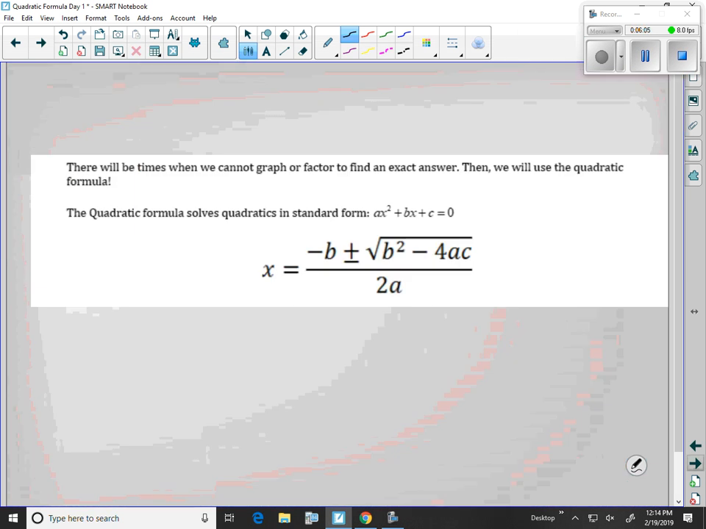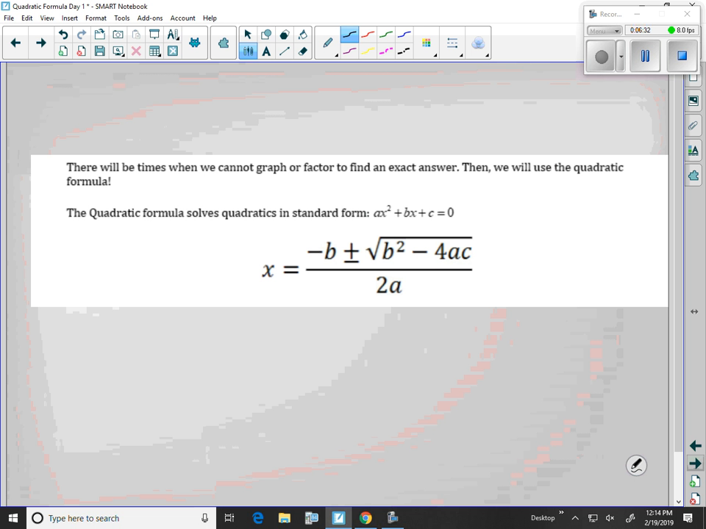Good question. Okay, here's our quadratic formula. It looks like a beast, right? It's pretty kind of ugly looking. Now we could learn a song. We may learn the song. Okay, it's like negative b plus square root. It's kind of fun. We'll do it tomorrow.